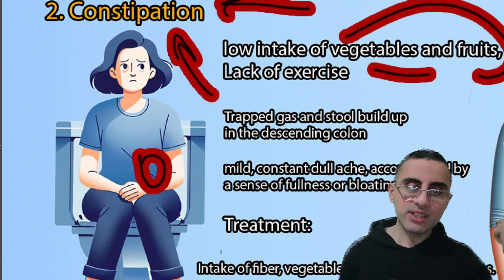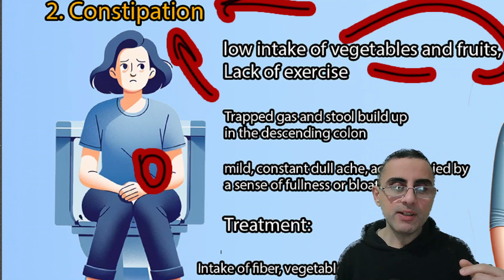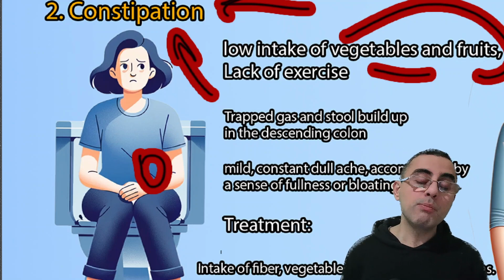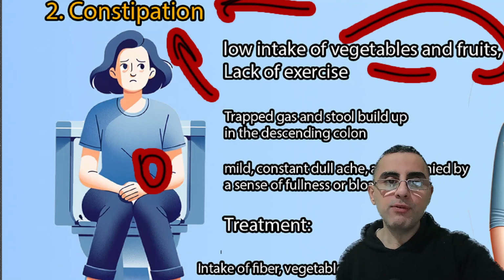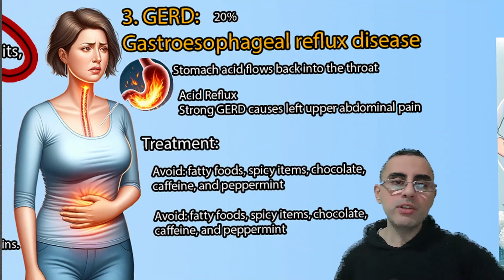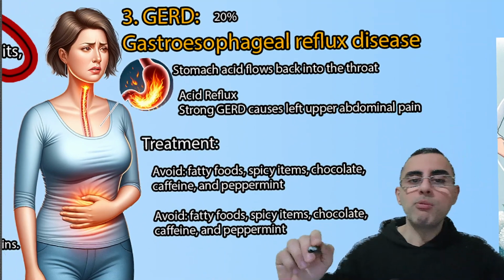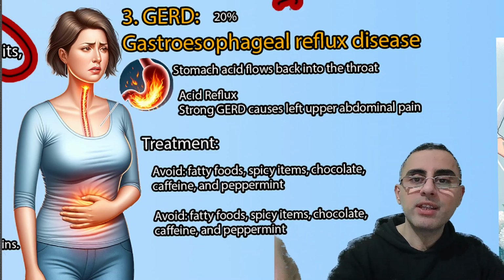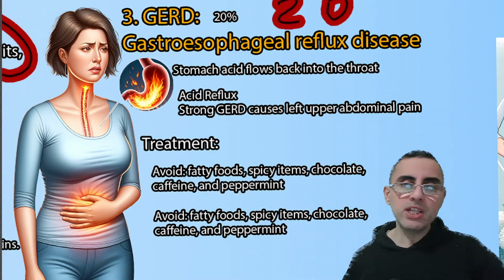Also, the supplement psyllium is very effective. Also, dried fruit, prunes for example, is very effective for constipation. And the third most common cause is GERD, or gastroesophageal reflux disease. It's a very common condition. Generally, it affects around 20% of the population.